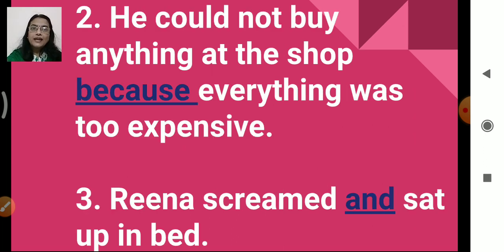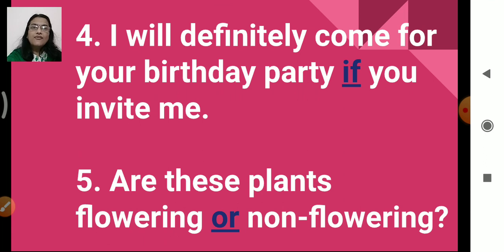He could not buy anything at the shop because everything was too expensive. So the answer is because. Reena screamed and sat up in bed. Answer is and. I will definitely come for your birthday party if you invite me. So the answer is if. Are these plants flowering or non-flowering? So the answer is or.